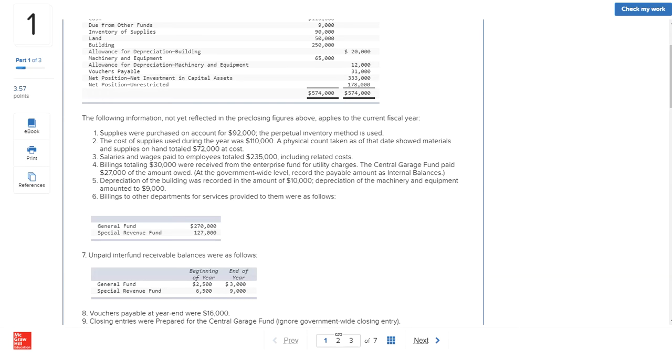And then finally, your closing entries, you close out your billings to departments, which is kind of like revenue. Close out your expenses like cost of supplies issued, salary and wages, and depreciation. And then you have an excess of net billings over cost.